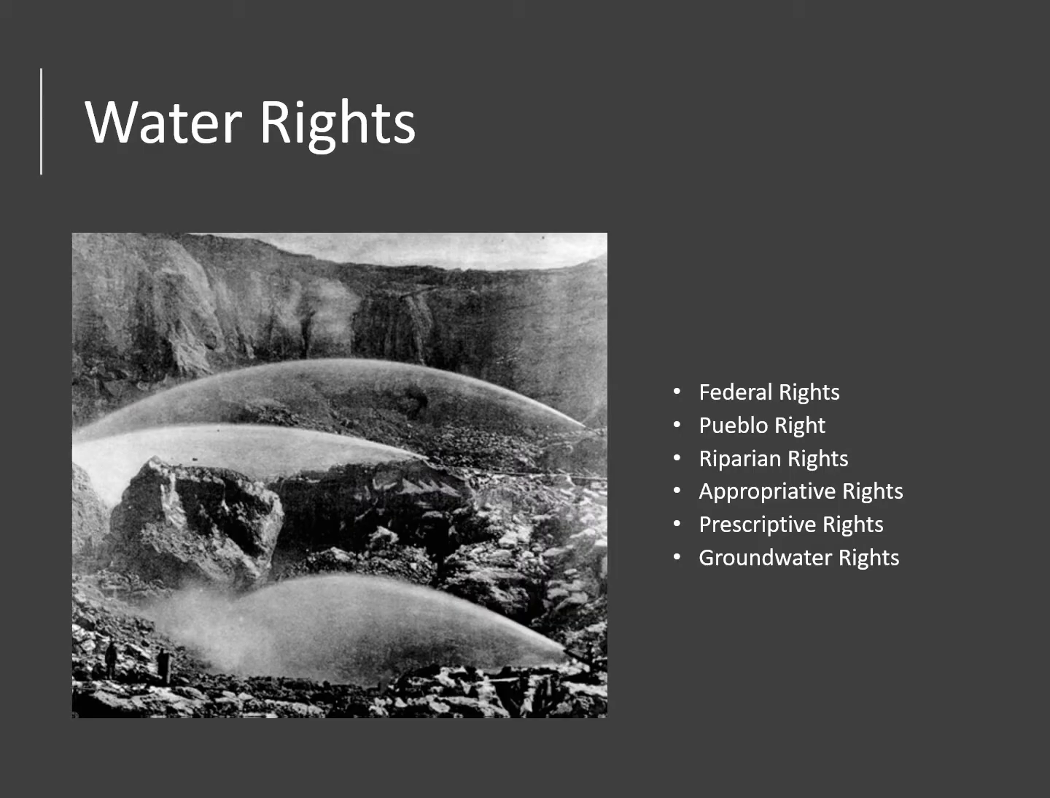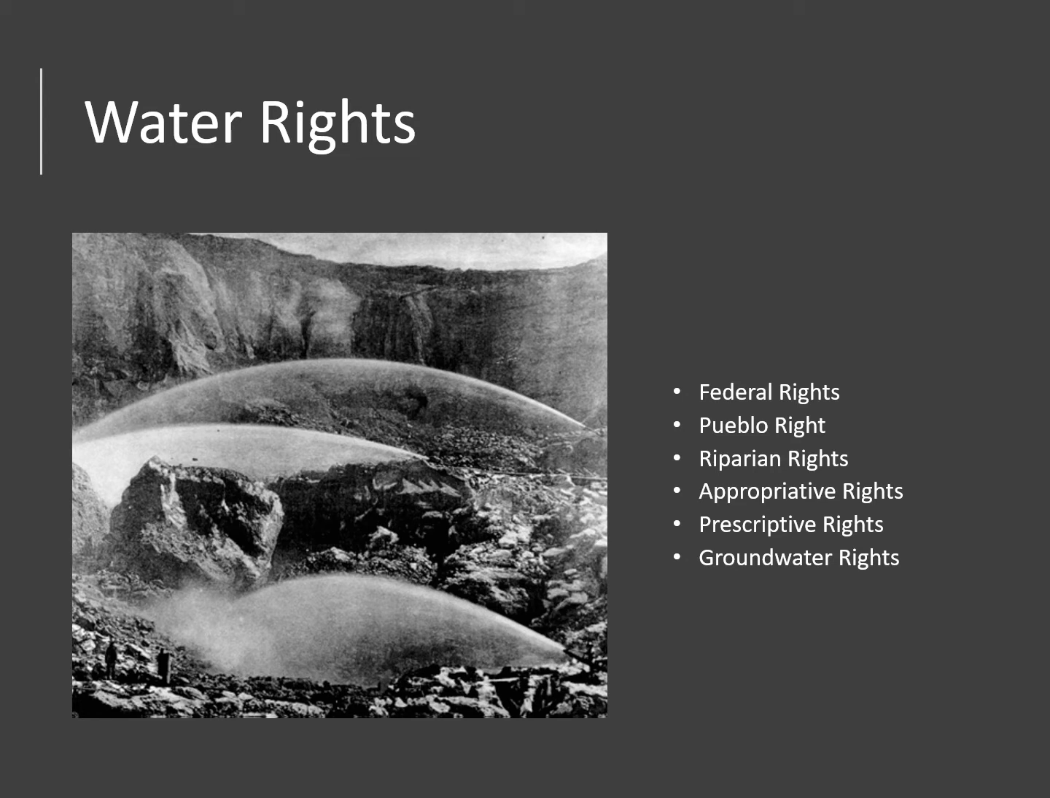So water rights really follow a hierarchy, and this is how the hierarchy kind of goes, but it's not set in stone. So the top of the list is federal rights, which makes sense, right? But really, Pueblo right is overall the one that seems to have more sway in California. There's riparian rights, appropriative rights, prescriptive rights, and groundwater rights as well. And we're going to talk about all of those.